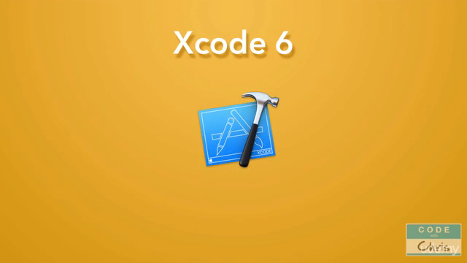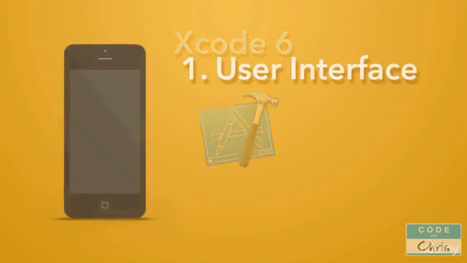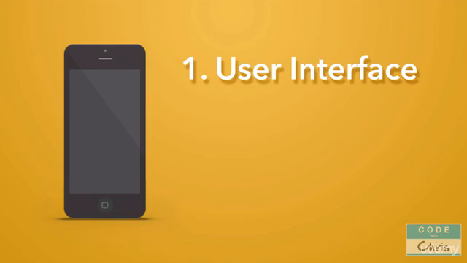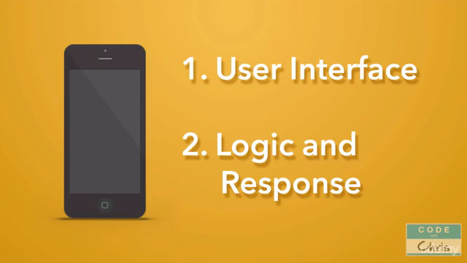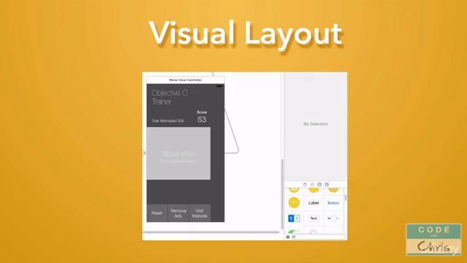So what does this Xcode program allow you to do? Well, if you think about an app for a second, at the very basic level, it consists of two things. The first thing being the user interface. That's what the user sees on the phone and what the user interacts with. And the second thing is all of the logic that happens in response to the user interacting with the app. So Xcode allows you to create this user interface visually, in fact, if you'd like, just by dragging and dropping elements onto the screen.